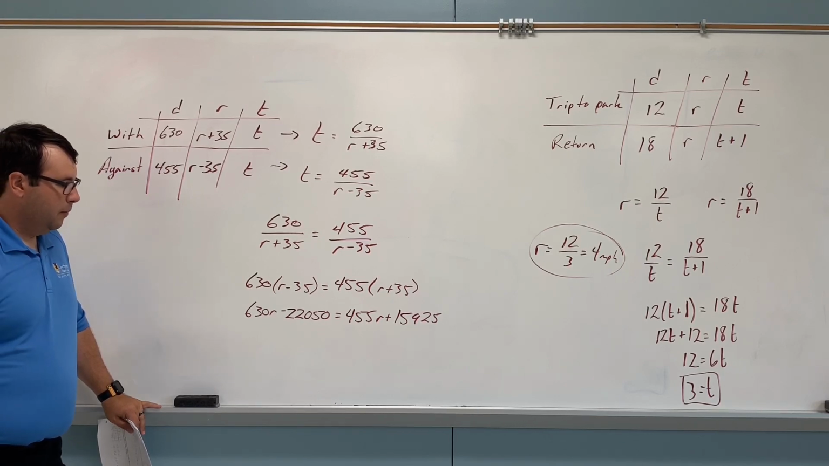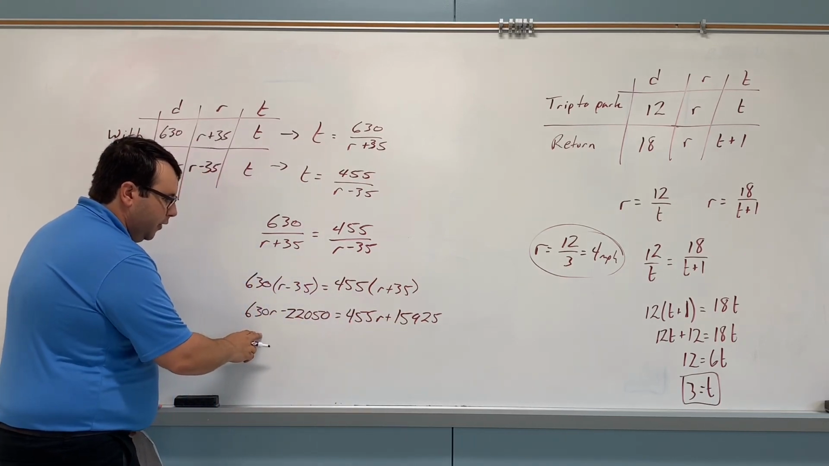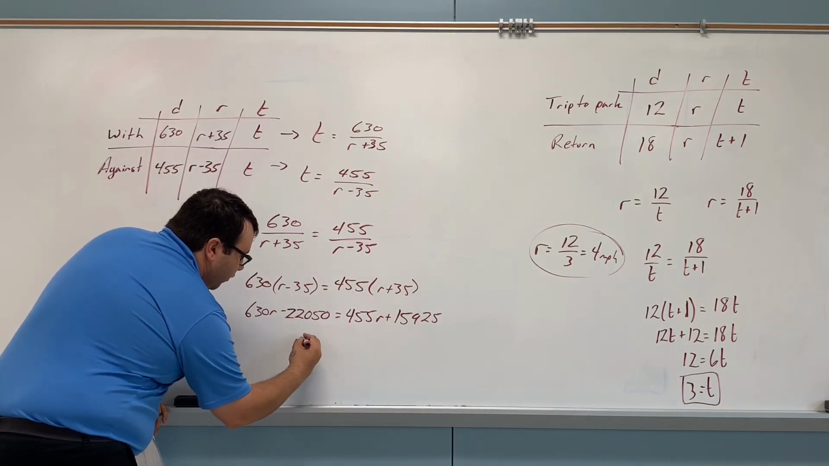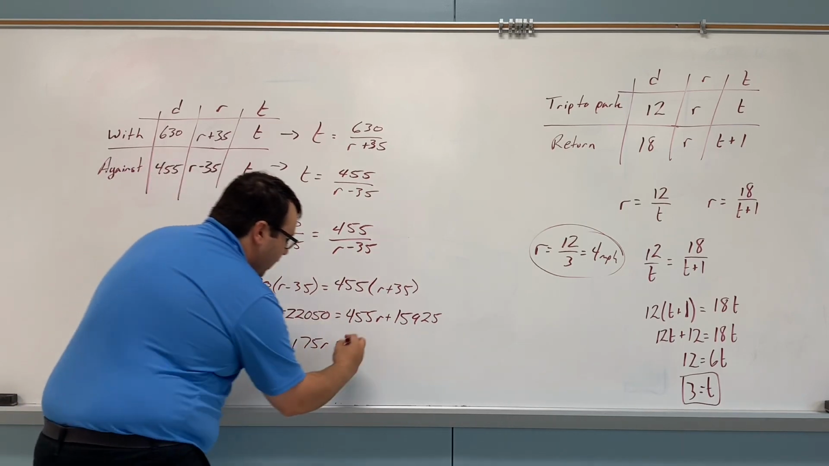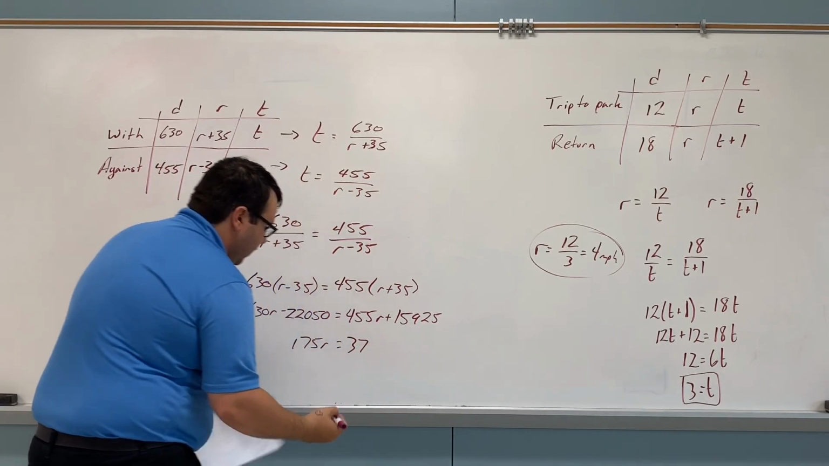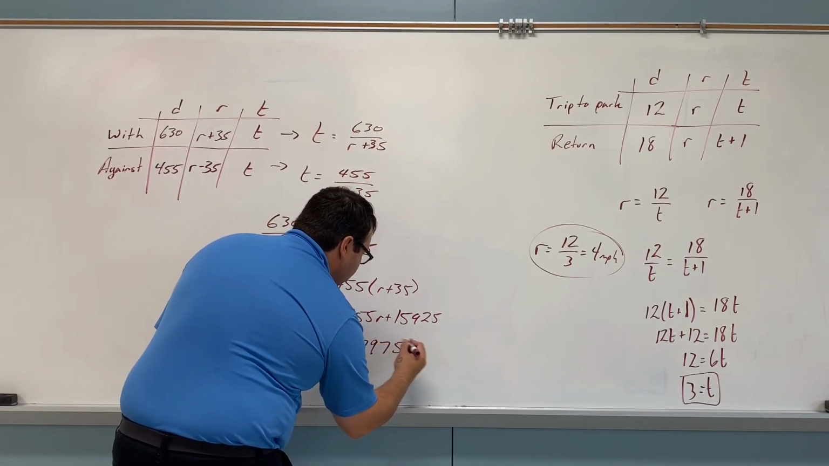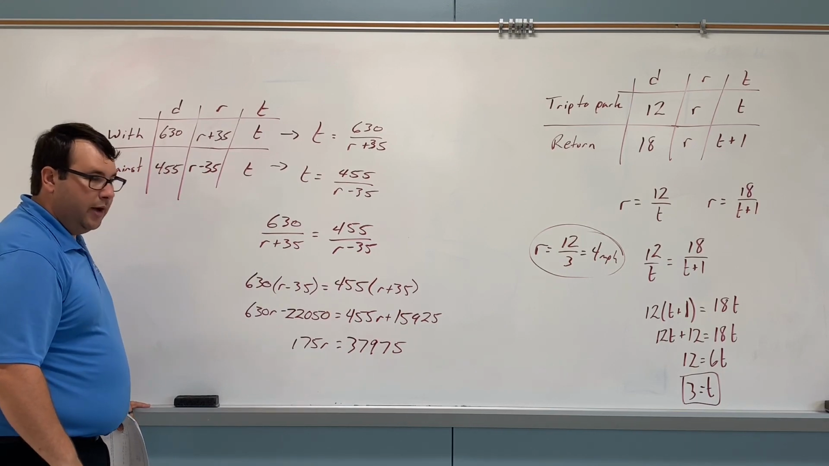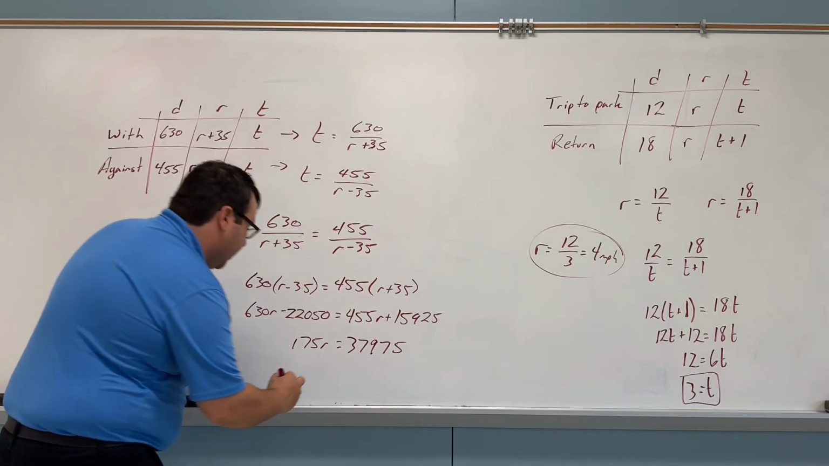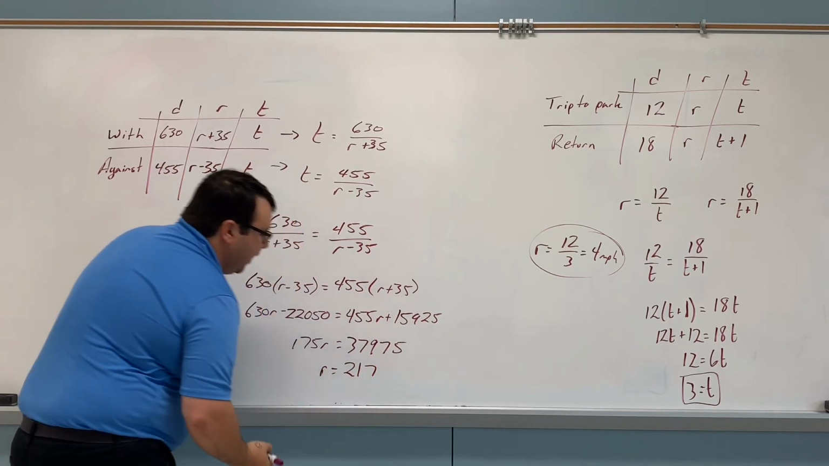At this point, I'm going to move my 22,050 over. I'm going to move my 455r over. On this side, I get 175r. On that side, I get 37,975. Once you divide by 175, you should get the rate as 217 miles per hour.